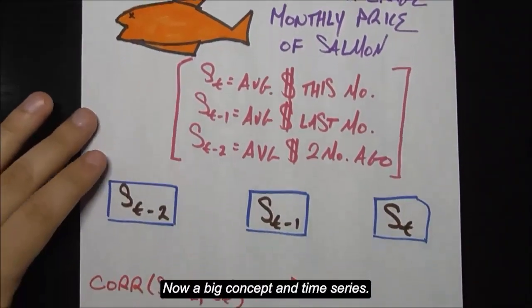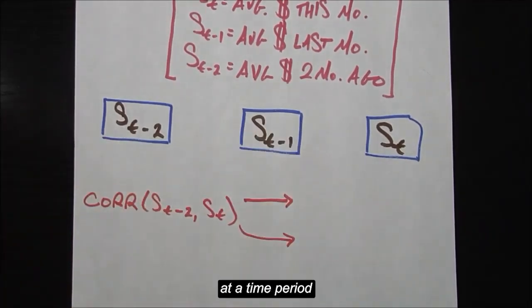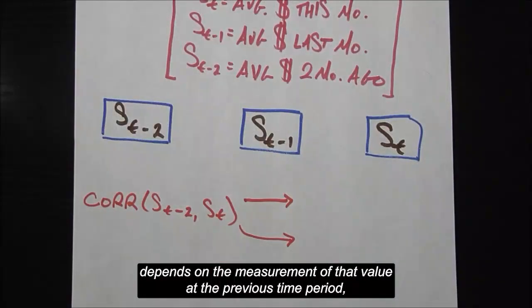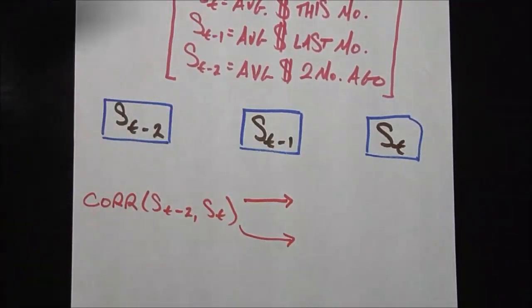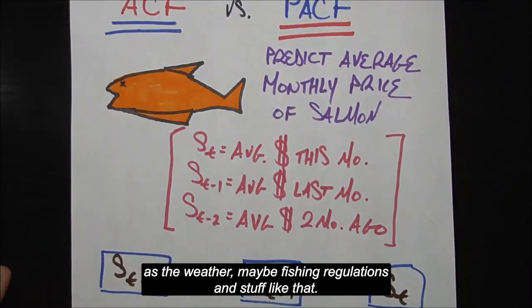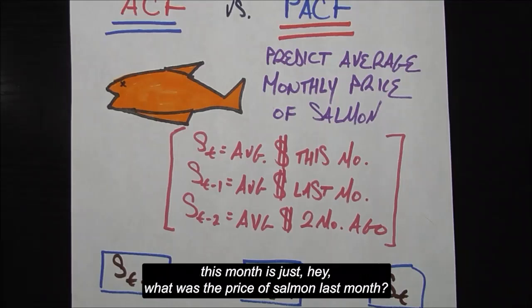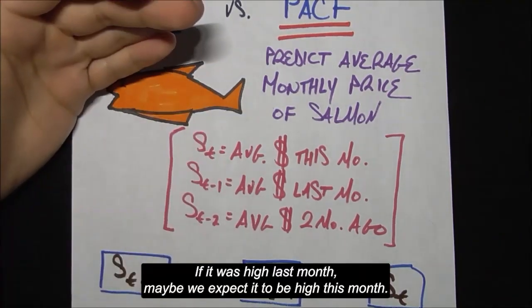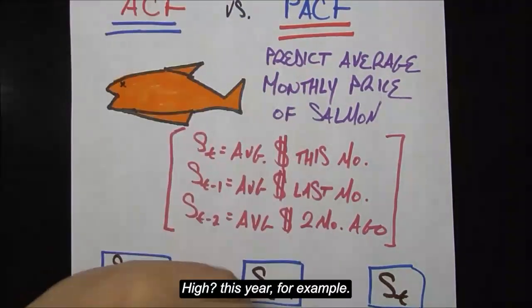Now a big concept in time series, maybe one of the most important concepts, is that the measurement of some value at a time period depends on the measurement of that value at the previous time period, at the time period before that one, and on and on in the past. And that makes a lot of sense, right? Because there's a lot of things that could affect the price of salmon, such as the weather, maybe fishing regulations and stuff like that. But arguably, the most intuitive determiner of the price of salmon this month is just, hey, what was the price of salmon last month? If it was high last month, maybe we expect it to be high this month. If it was high 1 year ago, maybe expect it to be high again this year, for example.